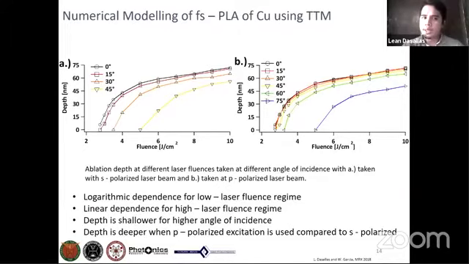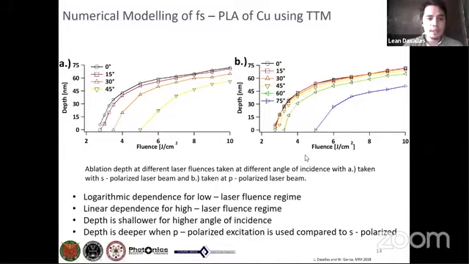I would say the experimentally verifiable output of the two temperature model is to determine the depth of the crater formed by the pulse laser ablation. So in this slide, we determine the depth at different angles of incidence and polarization. And we see that they follow two different regimes. At low laser fluence, the depth as a function of fluence follows a logarithmic behavior. However, at high laser fluence, they behave almost like a straight line.